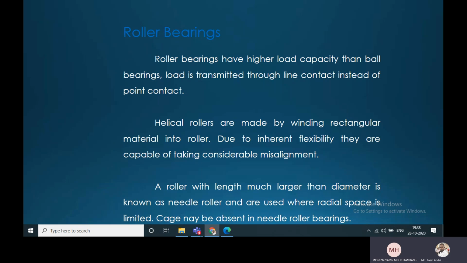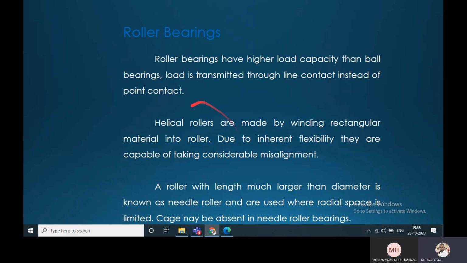You can find roller bearings in wheel axles, heavy wheelers, their rear axle and front axle. There we can find the roller bearing, and in the steering of a four wheeler we can also find roller bearings. Whenever high load capacity is required, roller bearings are used.